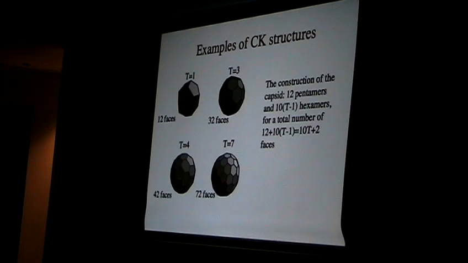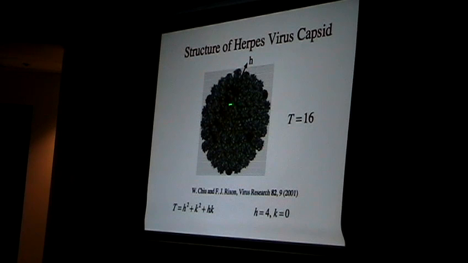This is true even for a big DNA virus like herpes. Here you have 12 pentagons and 150 hexagons. If you look here, this is one pentagon, then you go 1, 2, 3, 4, and you get to another pentagon. So H is equal to 4, K equal to 0, and T is equal to 16, which is a very large virus.